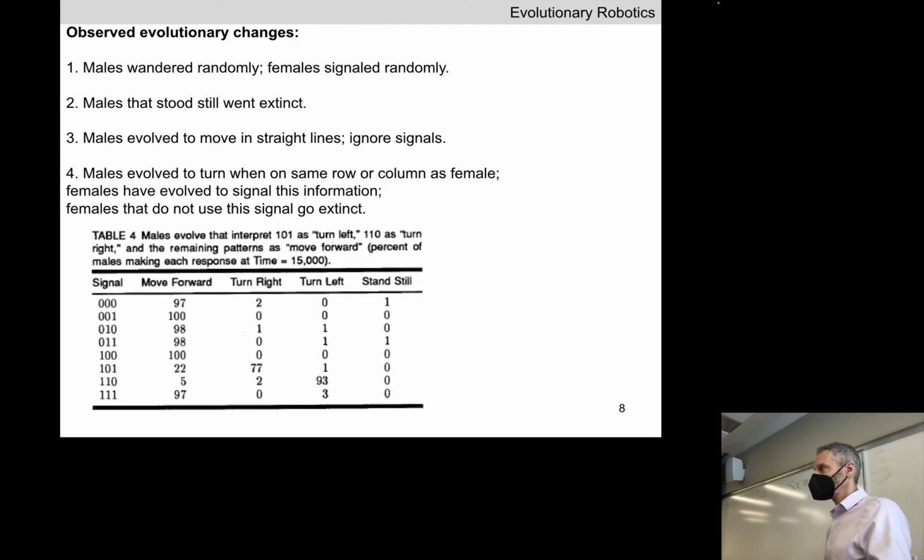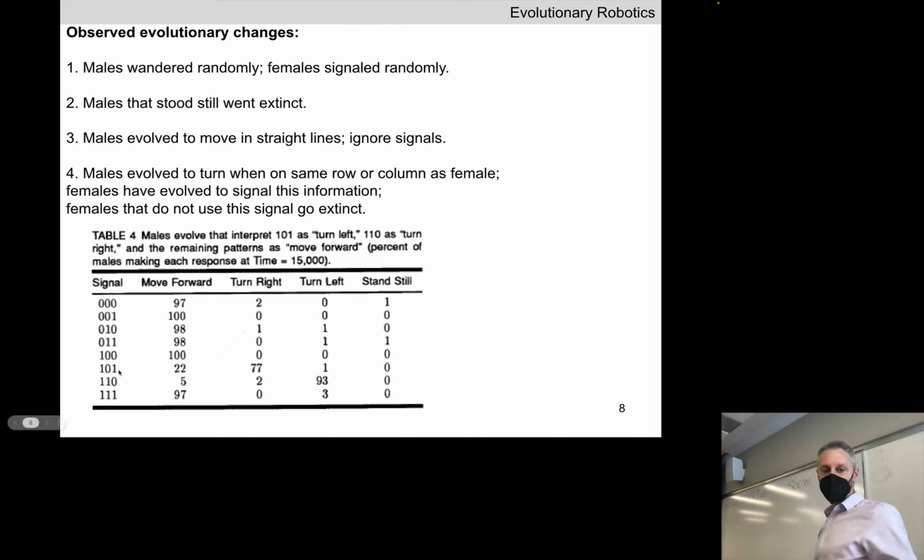Two of the songs are getting associated with specific movements. Absolutely. So two of the 8 possible songs have started to acquire meaning, at least meaning for the males. The males have evolved to turn when they're on the same row and column as females. Females have evolved to signal this information.